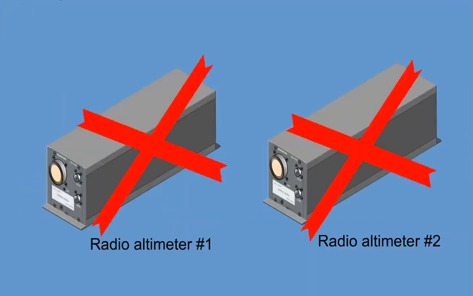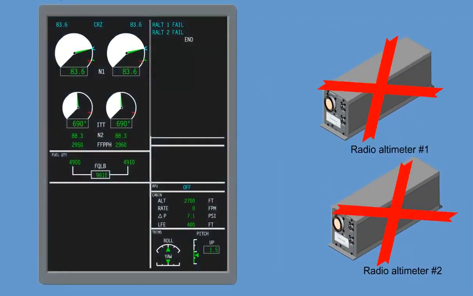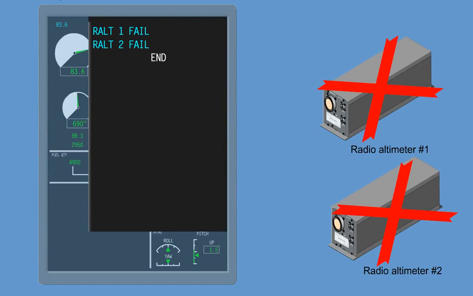When one or both of the radio altimeters has failed, the associated CAS message, radio altimeter 1 fail, or radio altimeter 2 fail, is displayed on the ICUS display.